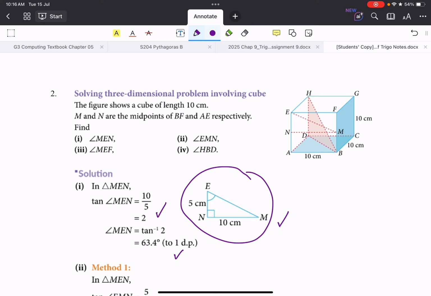Now for part 2, we want to find EMN. So EMN, this time around you find that the triangle is like hanging in the middle of the cube.